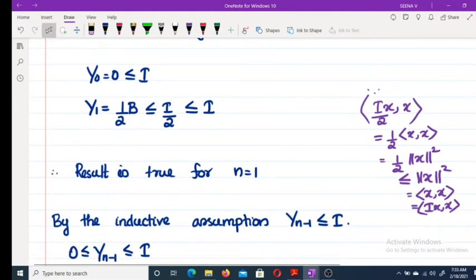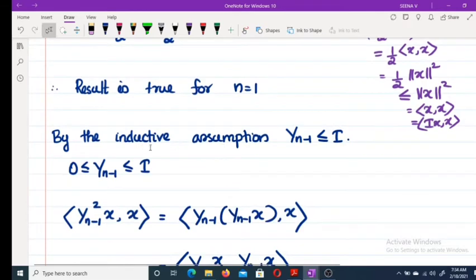Because we have (I by 2)x, x equal to 1 by 2 times the inner product of x, x, which is 1 by 2 norm of x squared, which is less than or equal to norm of x squared, which is equal to the inner product Ix, x. Therefore, (I by 2)x, x is less than or equal to the inner product Ix, x. That means I by 2 is less than or equal to I. Therefore, the result is true for n equal to 1. And we assume the result is true for n minus 1.